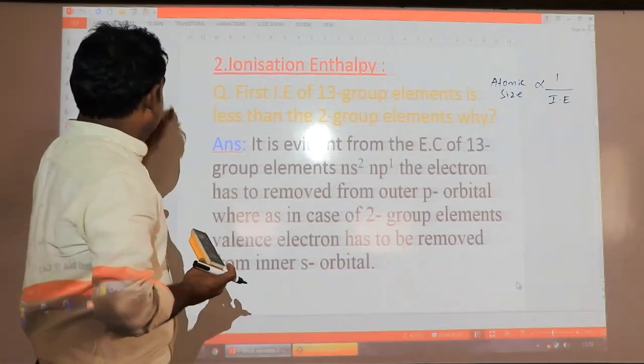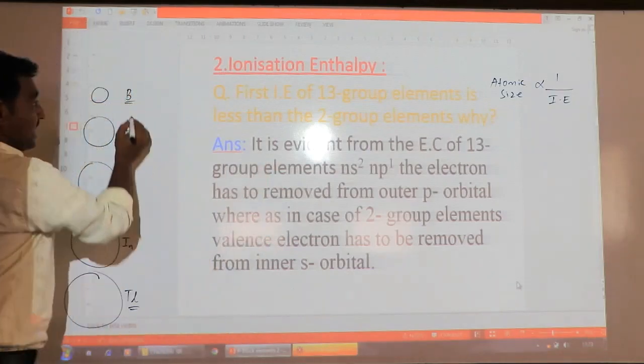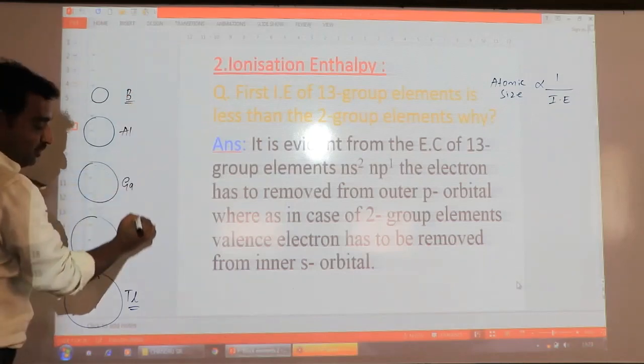Here some variations will be there, now we'll discuss that. Here the size is more, meaning attraction will be less.